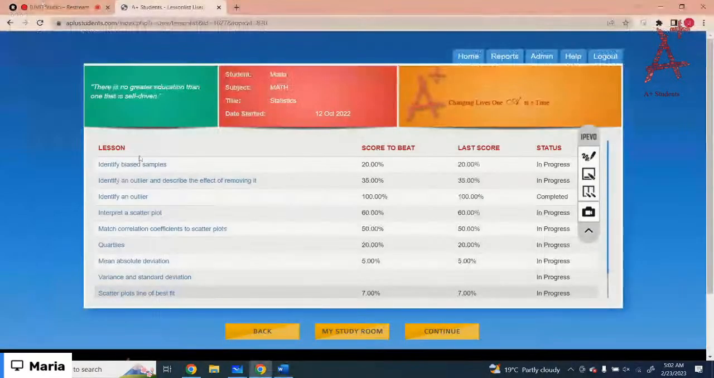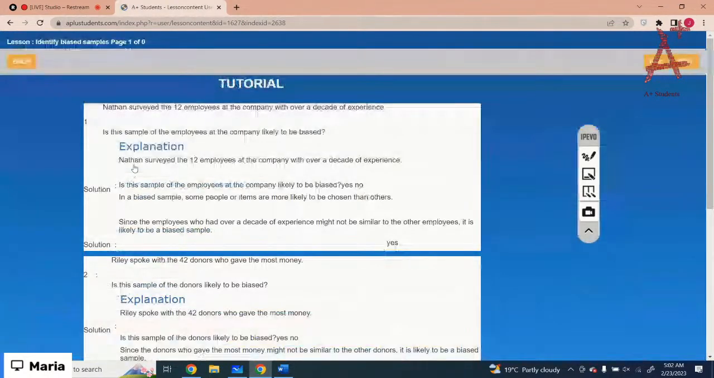Okay, let's just start with the first lesson, that is identify biased samples. Here I am on grade 9 math. Chapter name is statistics. Nathan surveyed 12 employees at the company with over a decade of experience. Is the sample of employees at the company likely to be biased? Yes or no?